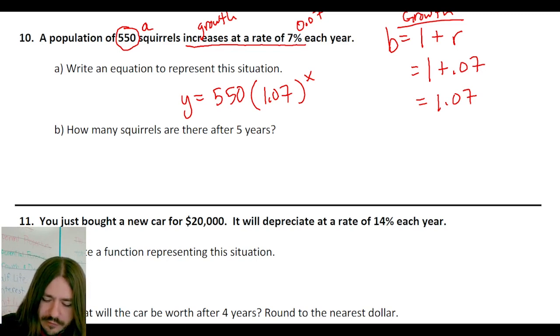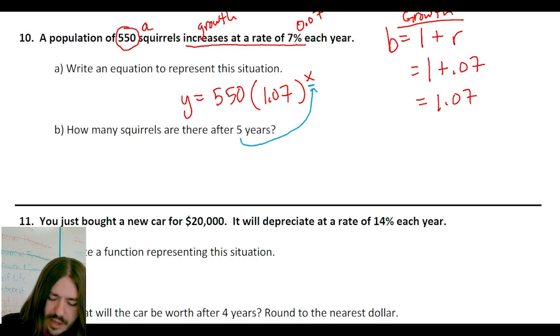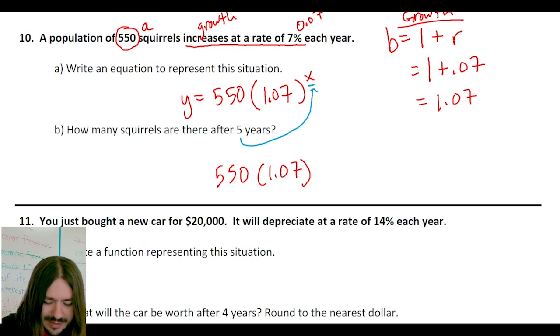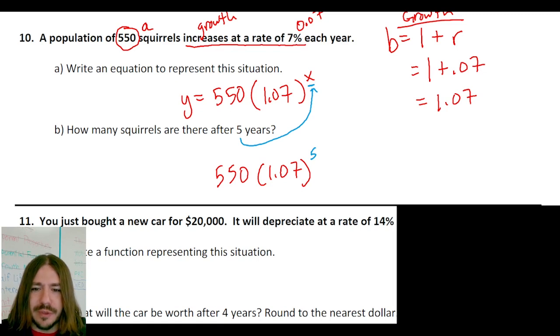We just want to plug in 5 for x, and then we'll use our calculator to evaluate that. So what we want to type in the calculator is 550 times 1.07 to the power of, oops, not x, but 5. This is something you just want to type in the calculator. You don't need to multiply 1.07 by itself 5 times by hand. I'm not that mean. I wouldn't do that to you. So let's pull up this calculator real quick.